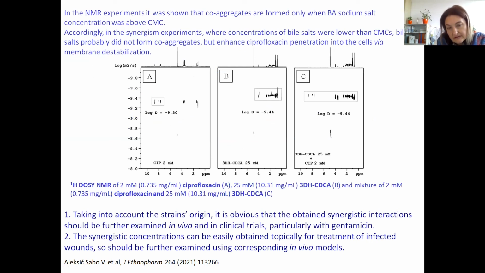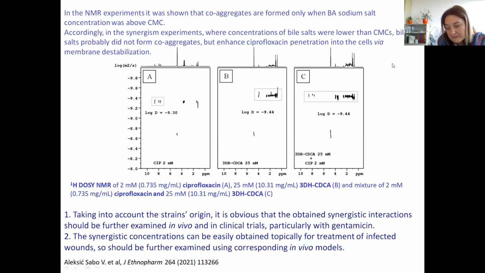To check if bile acids and antibiotics are making mixed micelles or co-aggregates, we performed an NMR experiment. In this experiment we checked mixed micelle or co-aggregate formation with a combination of antibiotics and bile acid salts, where bile acids were in different concentrations. So log D values are those which show whether compounds make mixed micelles or not.